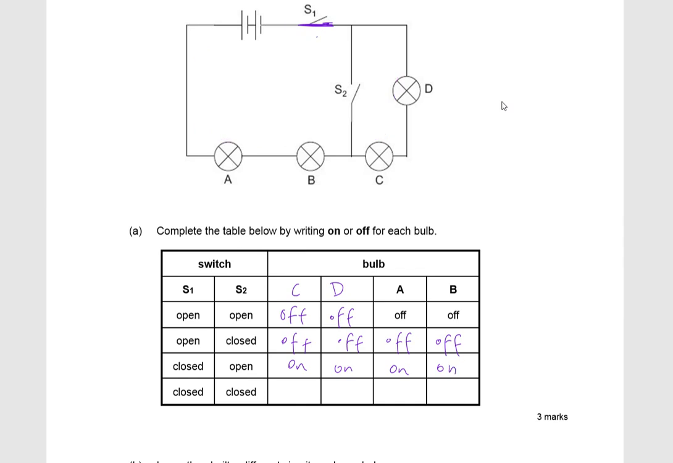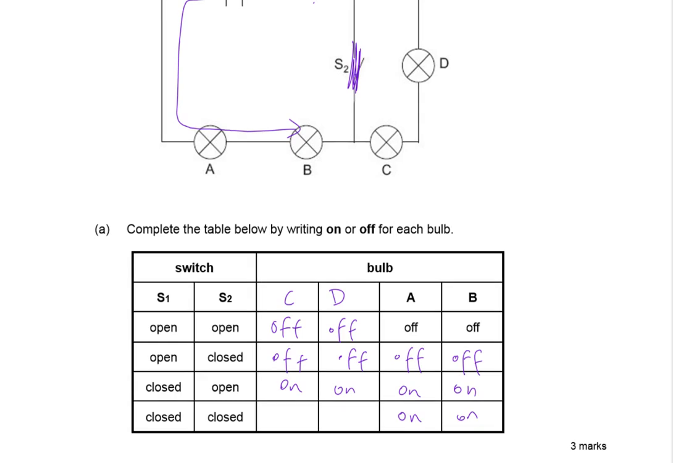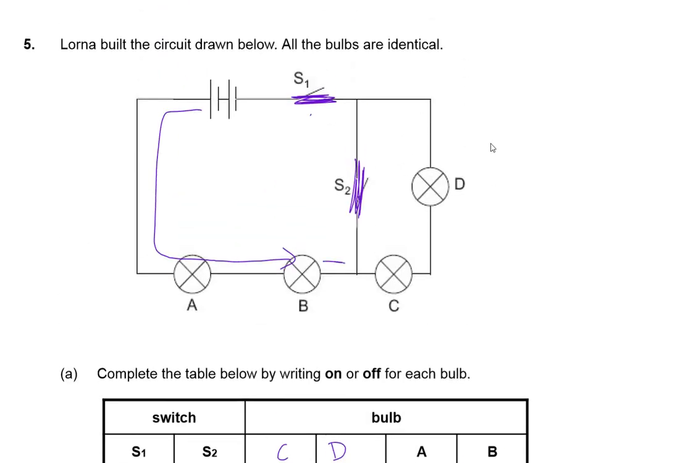Now, here is the intriguing part. Now, this is closed, and this is closed. Now, here we go. So this is the important one. Now, current will go through there, through A, through B. So therefore, A and B are on. Now, look at this. Here, current can choose to go here and go here.